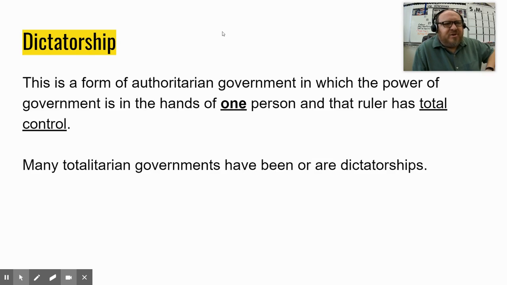Dictatorship usually is a form of totalitarianism, where you have one ruler. So like Hitler, Stalin, Mussolini, there's only one person that has total power. Okay, so dictatorship can be a form of totalitarianism. It is a form of authoritarian government where there's just one person.